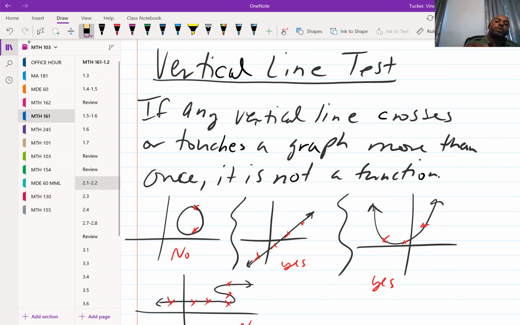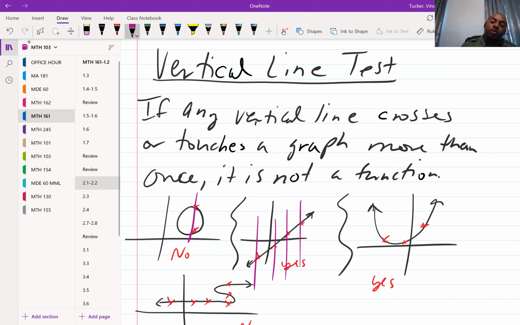So for the first one, if you have a circle, you draw a vertical line through it, it touches it more than once, of course, so that means the answer is no. It is not a function. If you have just a straight line, no matter where you draw your vertical line, it will always cross it just once. So yes, that is a function.